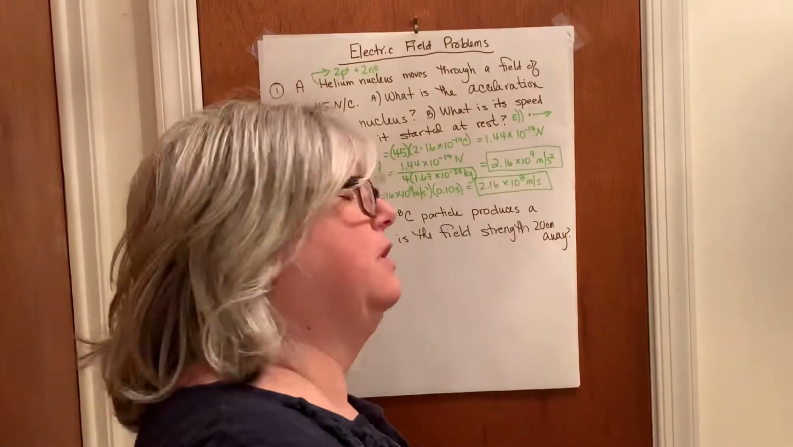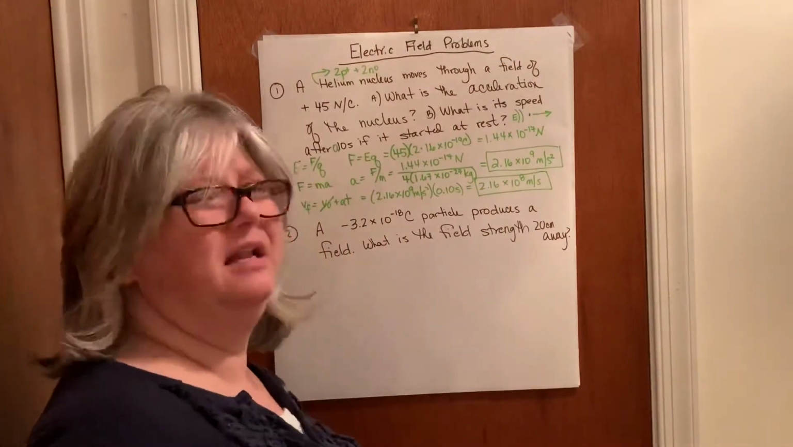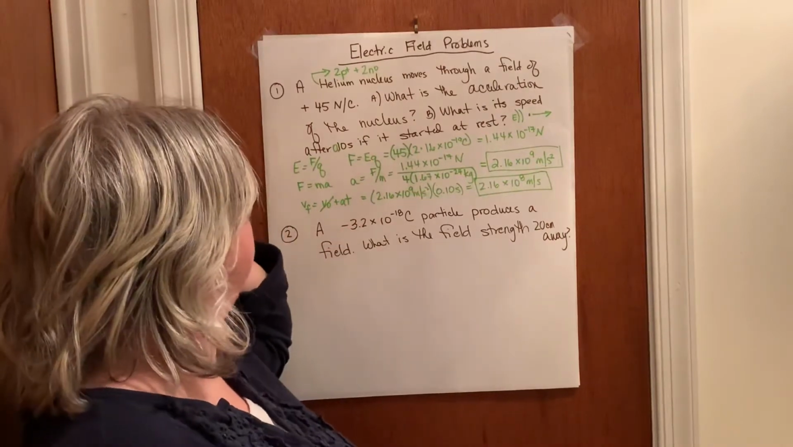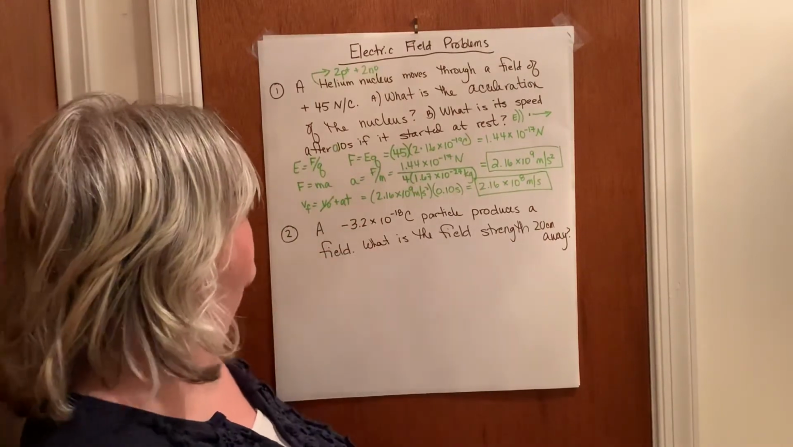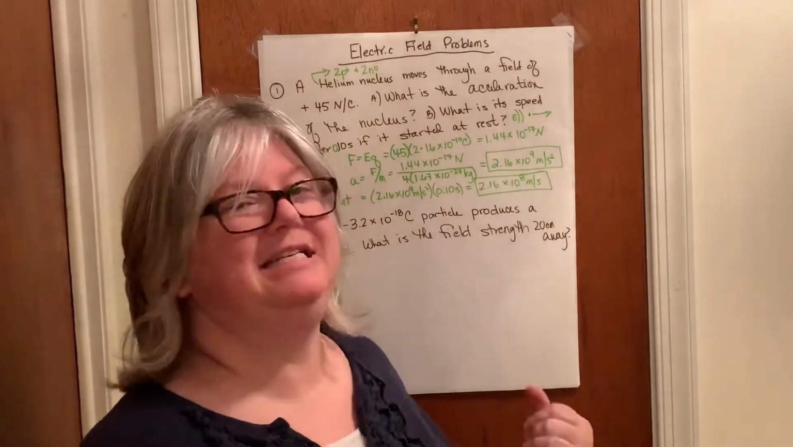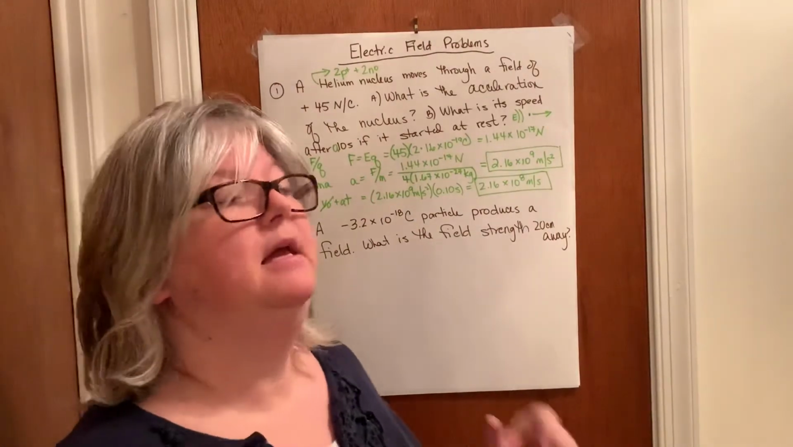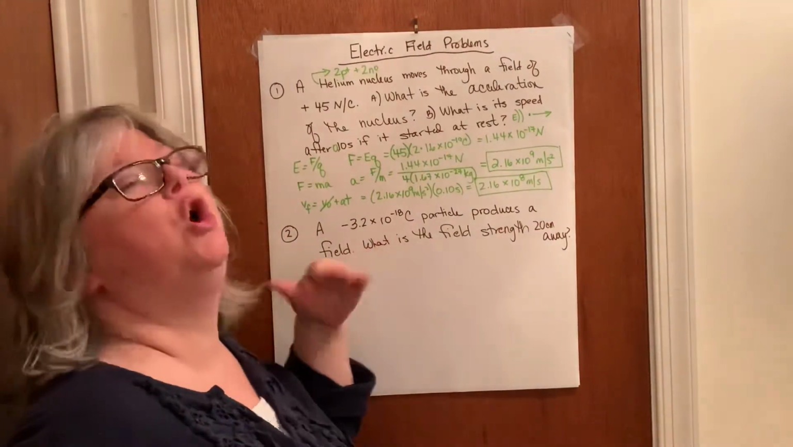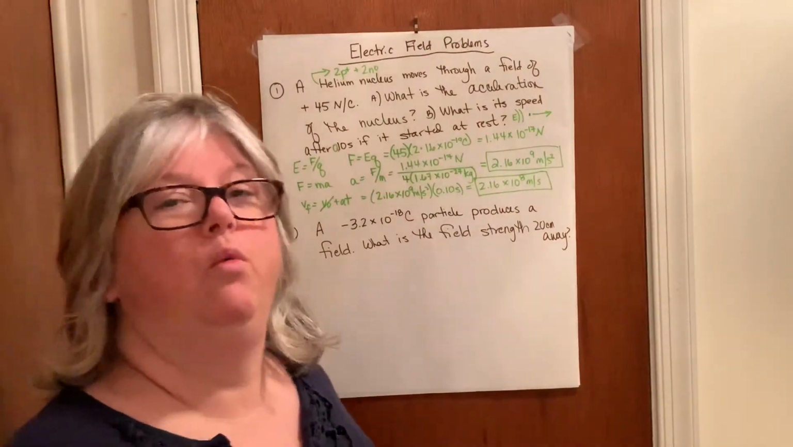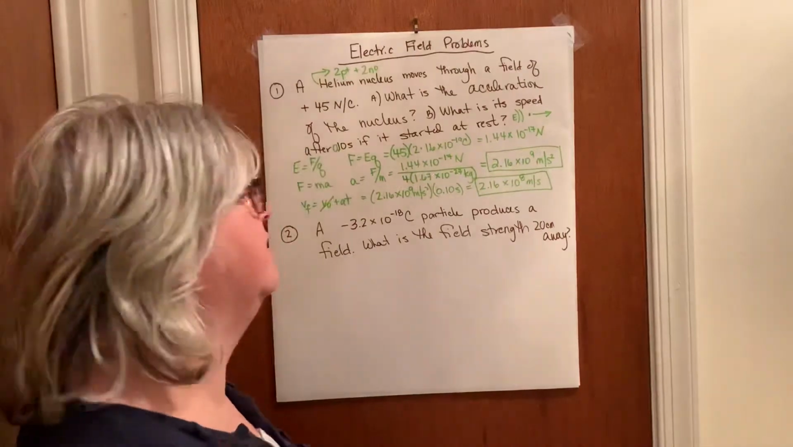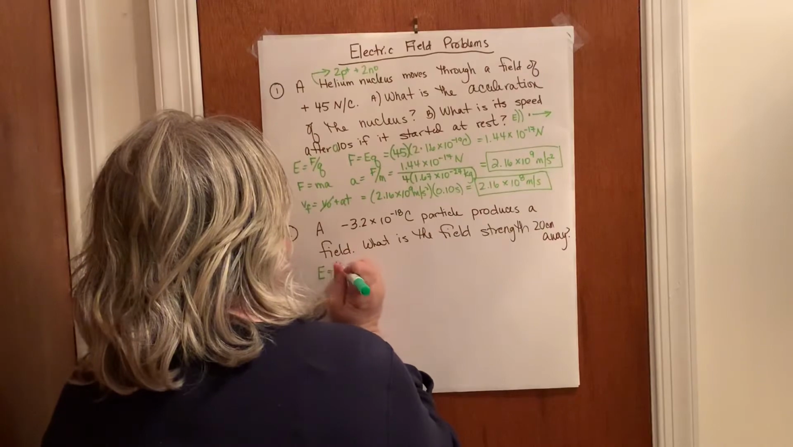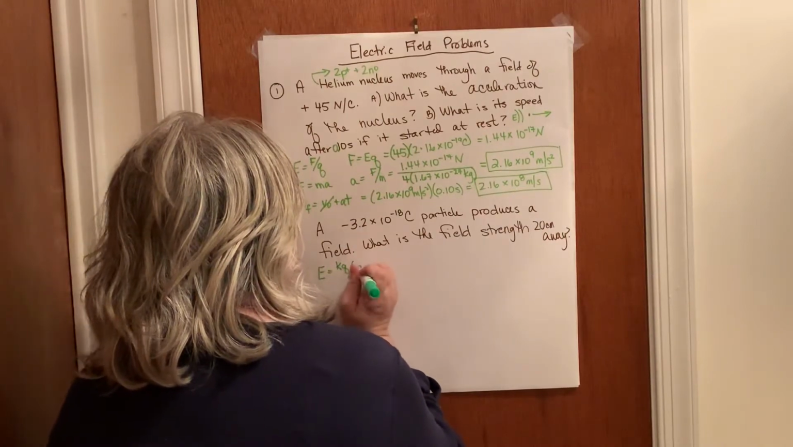Now let's get to our second problem. It's a little bit shorter. It says a negative 3.2 times 10 to the negative 18th coulomb particle produces a field. What is the field strength 20 centimeters away? So this particle is causing the field. Since it is causing the field, I'm going to use my other electric field equation: E equals kQ over r squared.